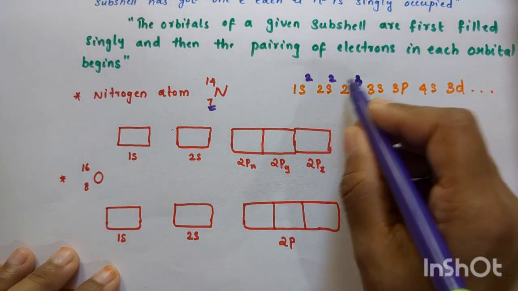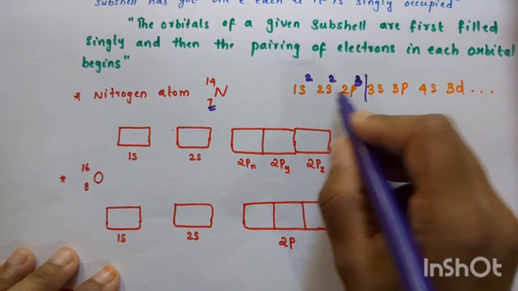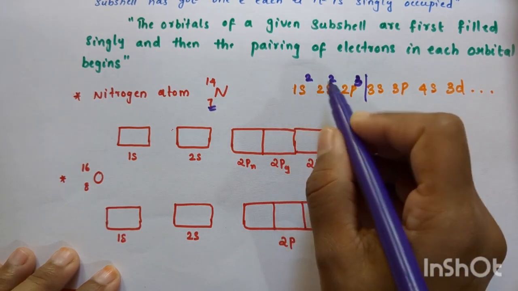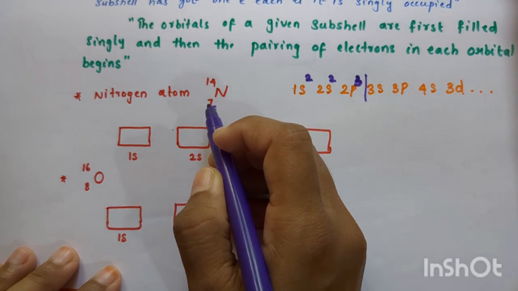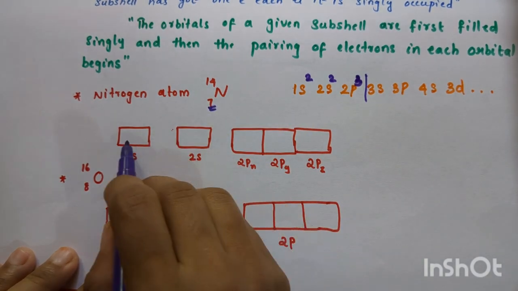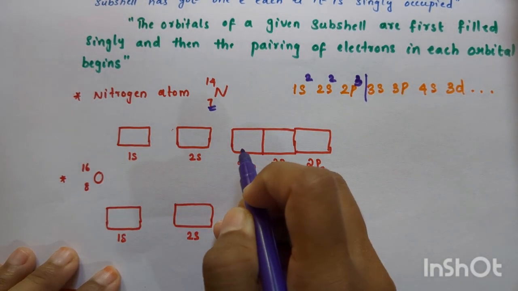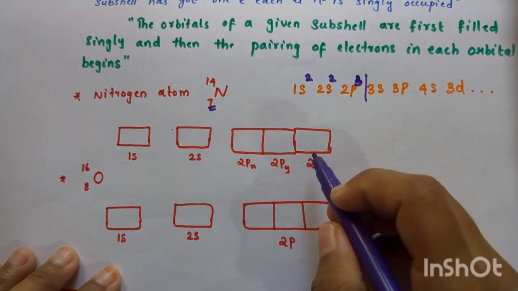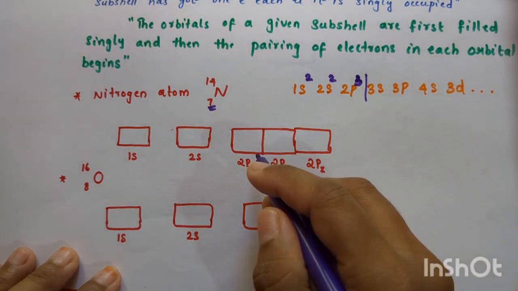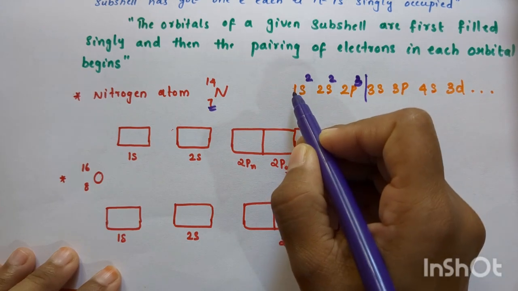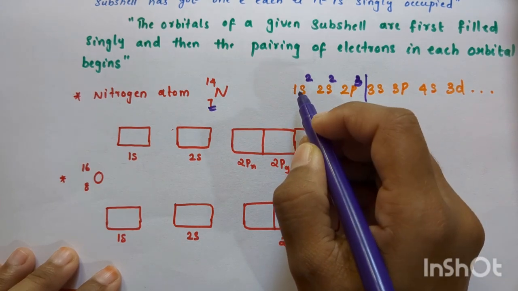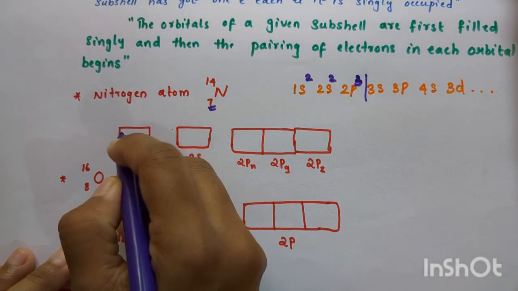So 1s2, 2s2, 2p3, this is the electronic configuration of the nitrogen atom. So you see 2 plus 2, 4, 4 plus 3, 7. Okay, now I am going to draw the orbital diagram of this nitrogen atom. You see, there are 2 electrons in the 1s orbital. Okay, so 2 electrons in the 1s orbital.